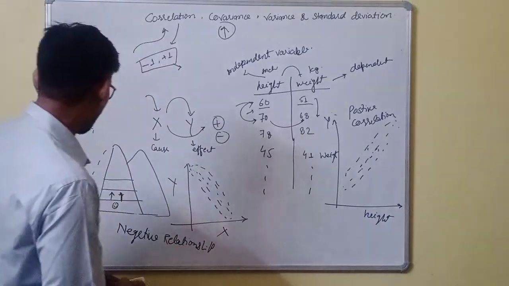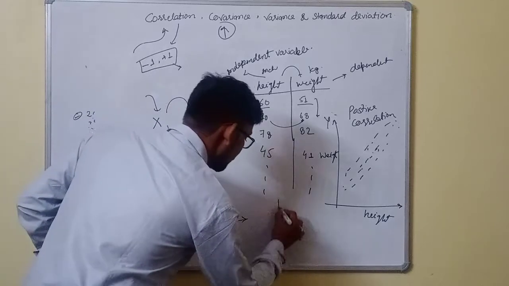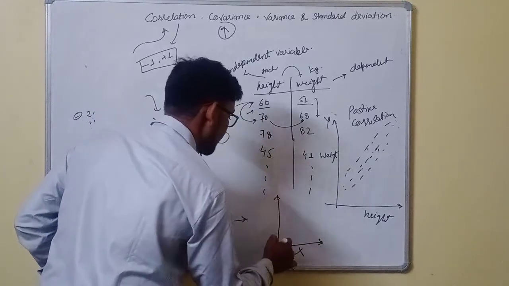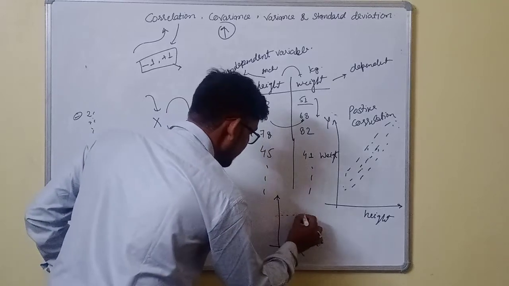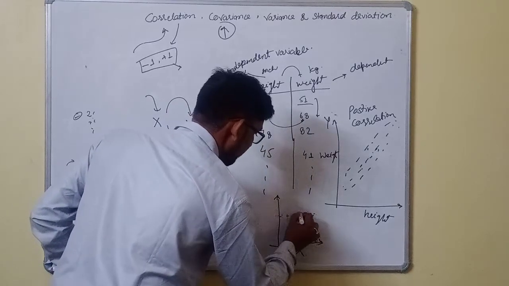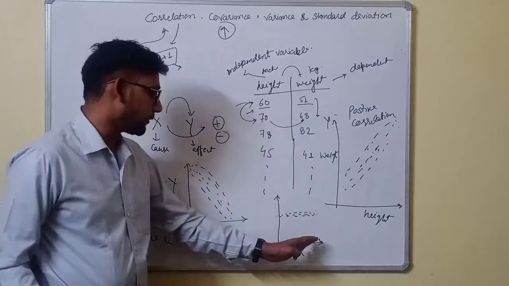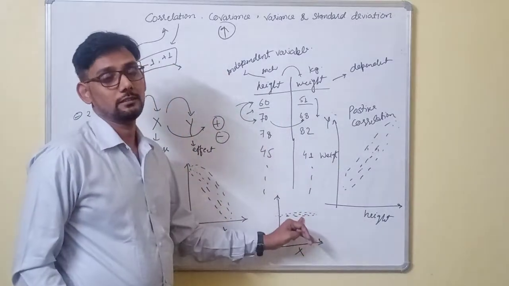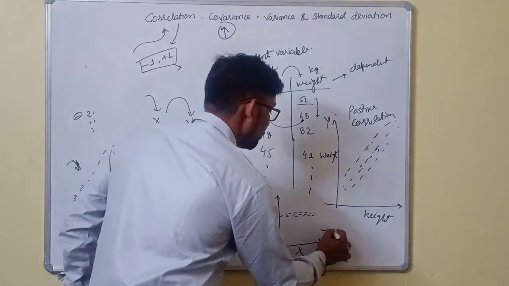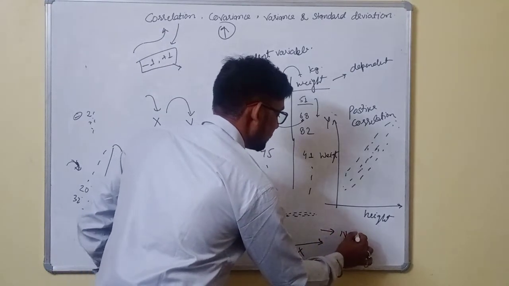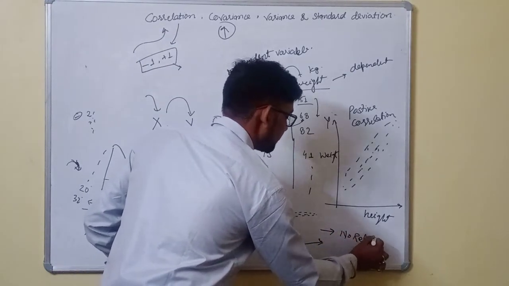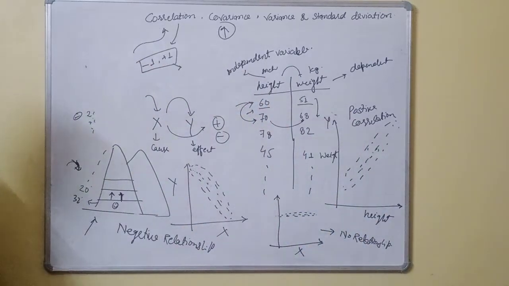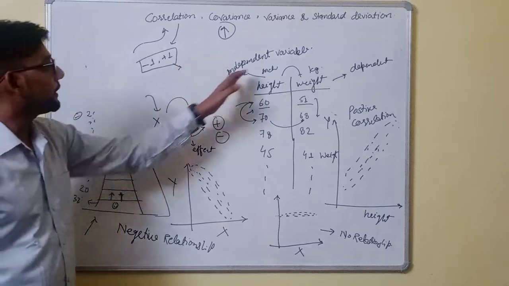Now, suppose we have the data set. This is the x dimension, this is the y dimension, and the data looks like this. It means if you increase the value of x, there is no change in the value of y, right? It means there is no relationship. So basically these are the types of relationship.